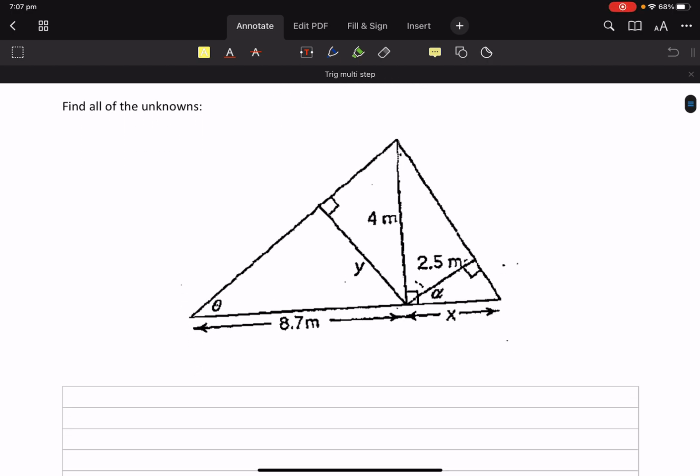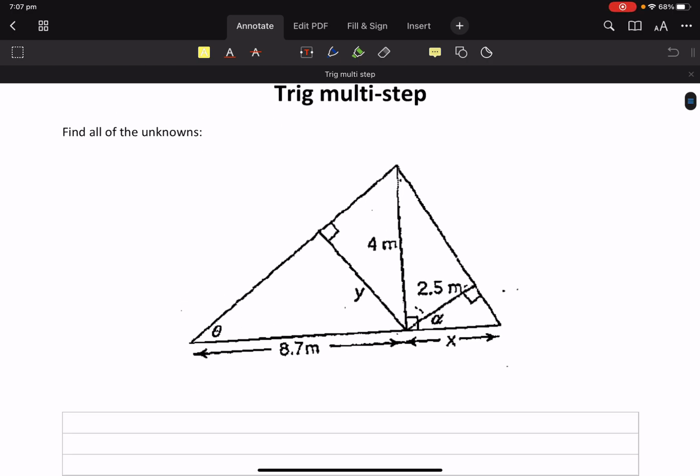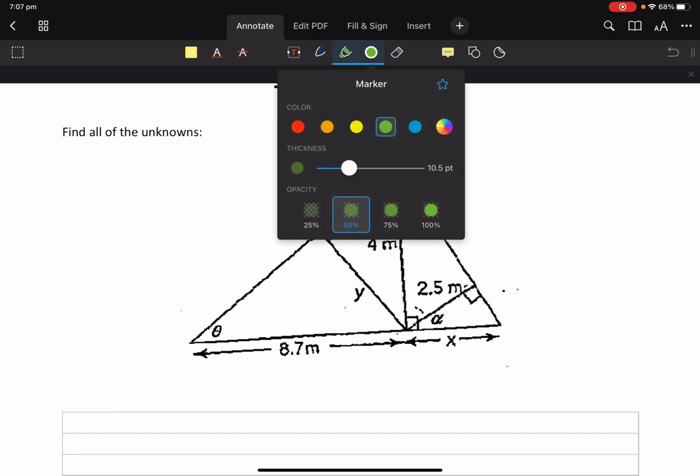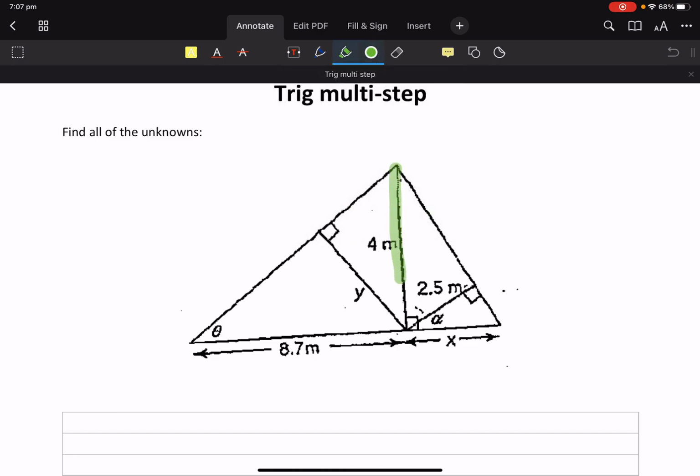Okay, with this one, what I'm looking for is any triangle that I can find with two things that I know about it. And I guess you just have a bit of a look, and I know that's 4, and that's 8.7, and there's my triangle. We need to look closely here.